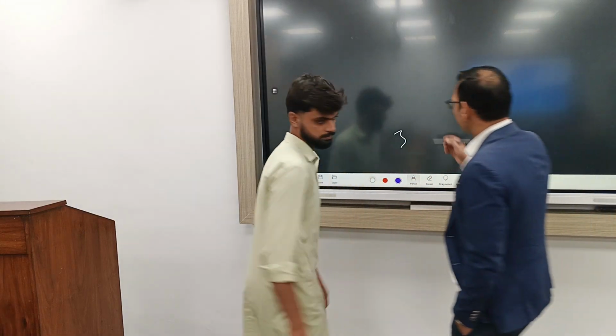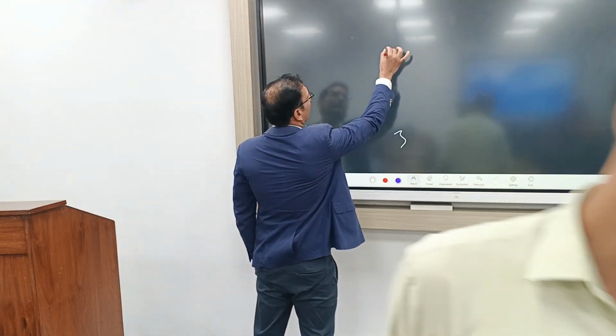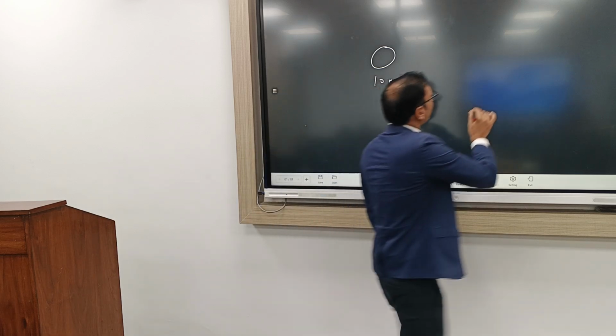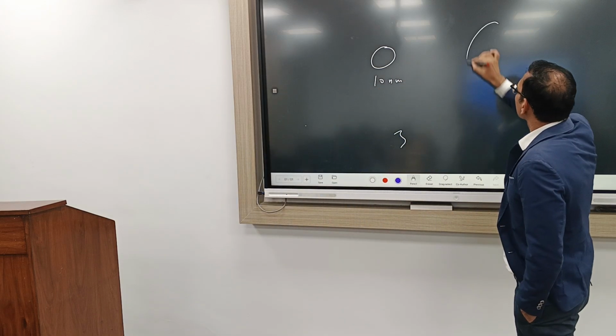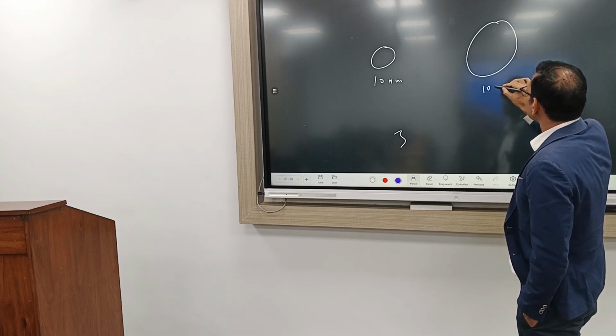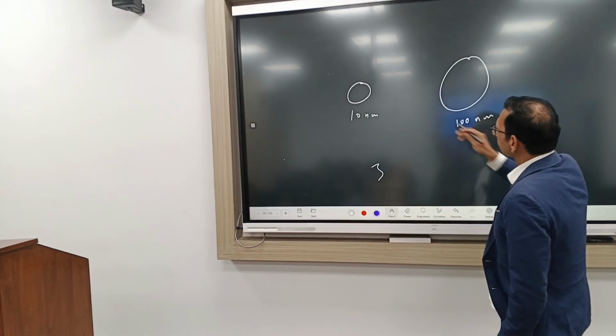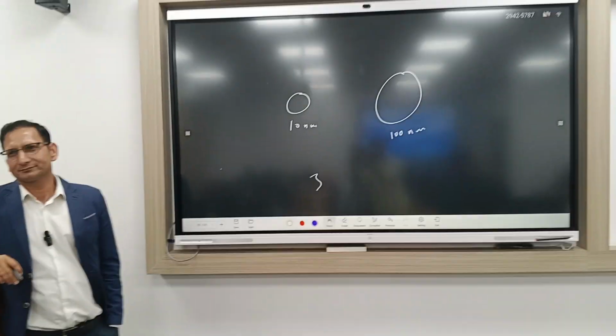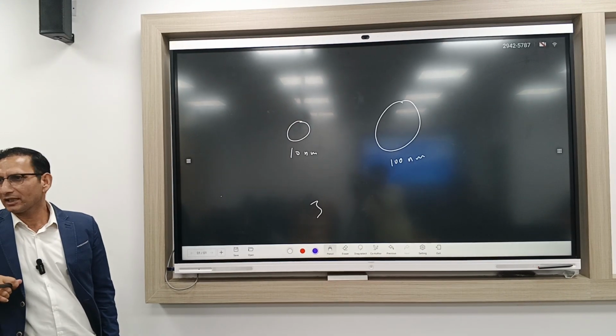Look at this. 10 nanometer and 100 nanometer. What do you think is more sensitive? Anybody else?